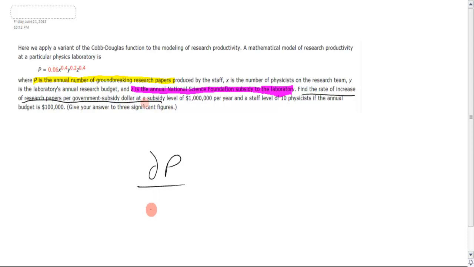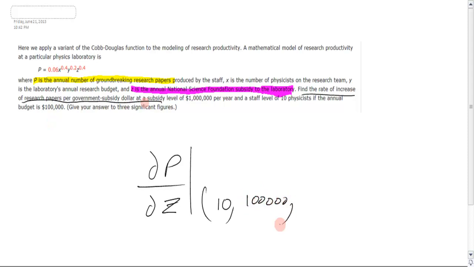So what this problem is literally saying is just find the partial derivative of P with respect to Z with this given information. So with a subsidy level of $1 million per year and a staff level of 10 physicists and an annual budget of $100,000. So X is the number of physicists. We have 10. So take the derivative, evaluate at 10. And then Y is the laboratory's annual research, so that would be $100,000.